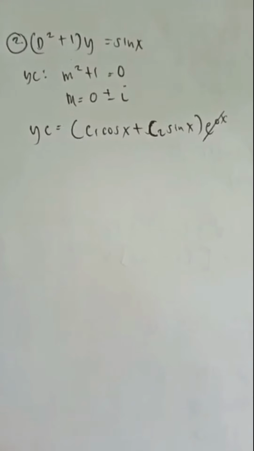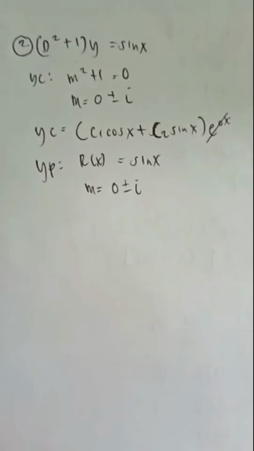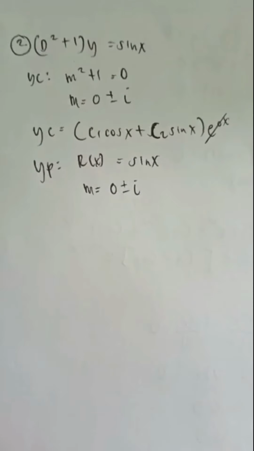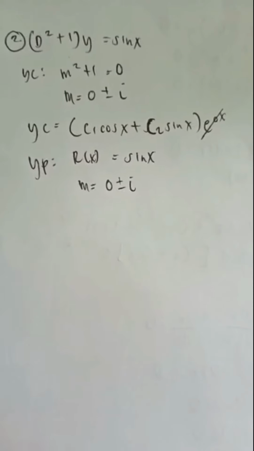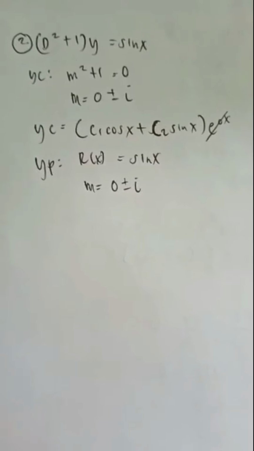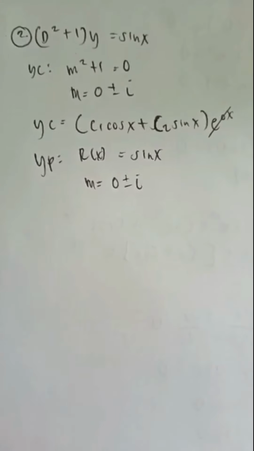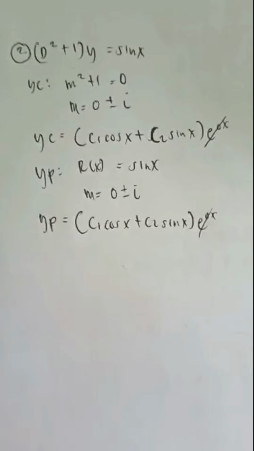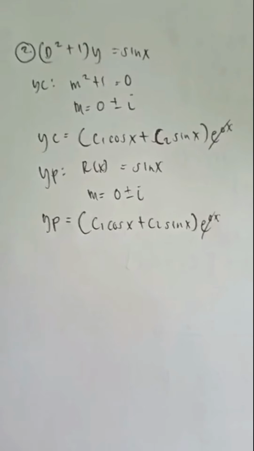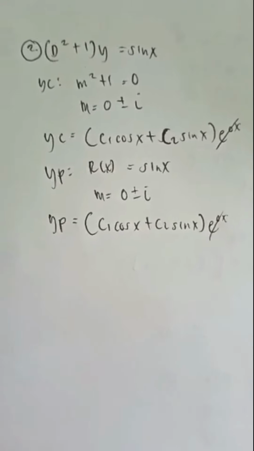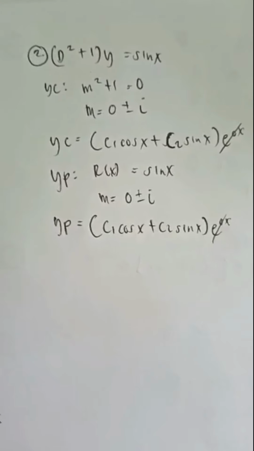Para naman sa particular solution, r of x is equal to sine x. At ang m is equal to 0 plus or minus I. Kasi yung value ng a sa sine x is 0 at yung value ng b sa sine x is 1. So yp is equal to c1 cosine x plus c2 sine x.